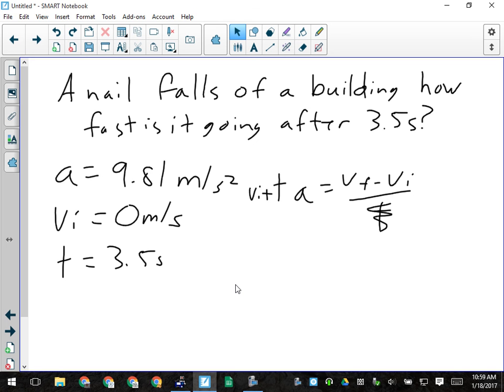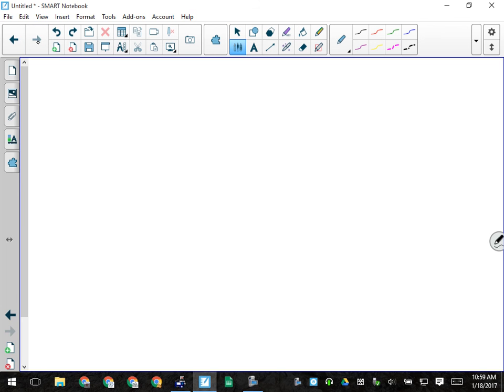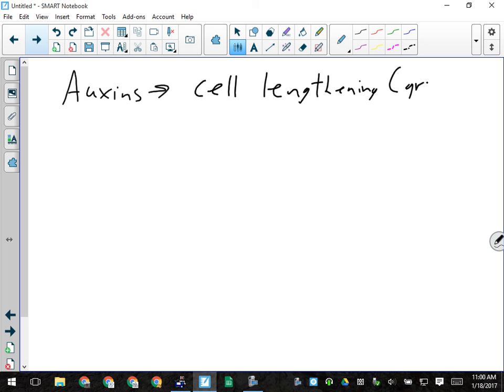Acids in the bio? Oh, right. Okay, the hormones, the plant hormones. All right, so plant hormones are as follows. Auxins. Auxins cause cell lengthening. In other words, like growth.